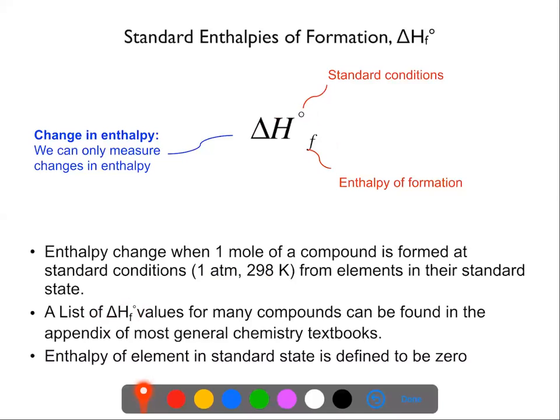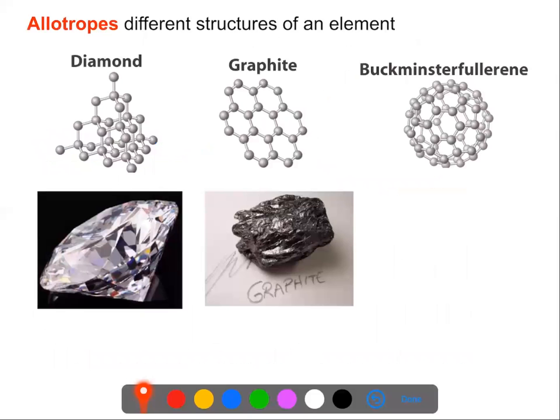All right. The other thing to take note of is the enthalpy of an element in the standard state is defined to be 0. So the first thing we have to ask ourselves is, what does this mean? What is the standard state of a substance? And what we mean by that is, first we have to talk about something called allotropes. We've mentioned this previously, but remember, allotropes are compounds that have different structures of the same element. So these are compounds that are all made of the same singular element. So diamonds, graphite, and Buckminsterfullerene are all made of carbon and only carbon. So they're allotropes of each other.